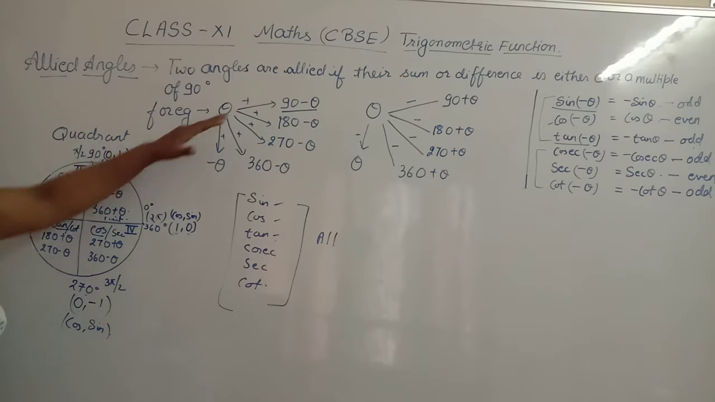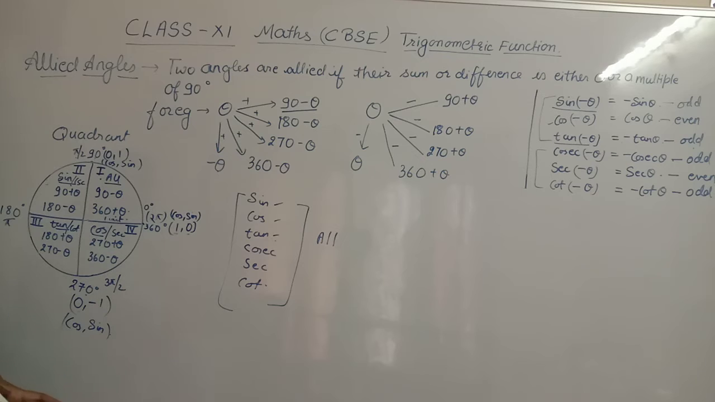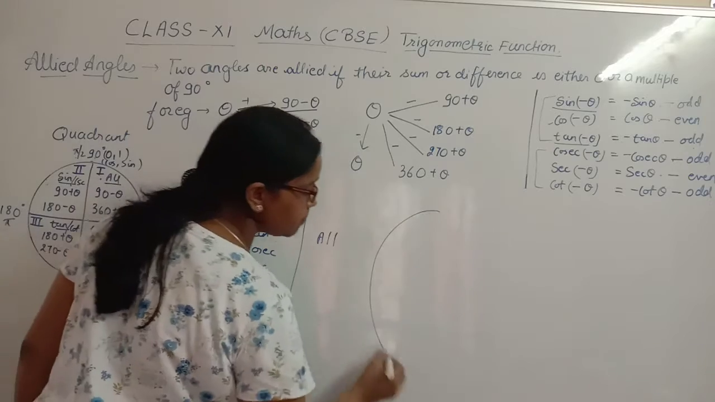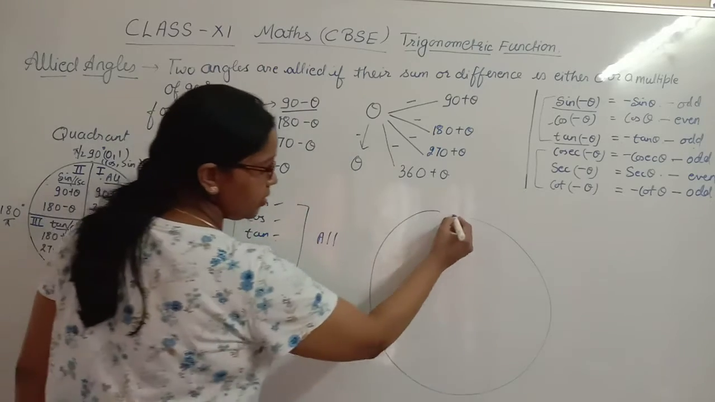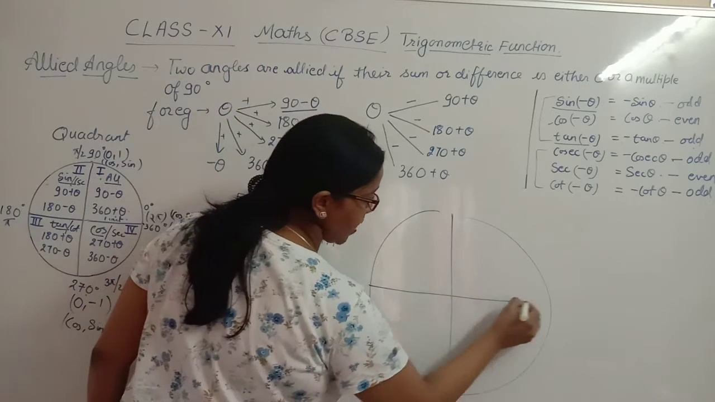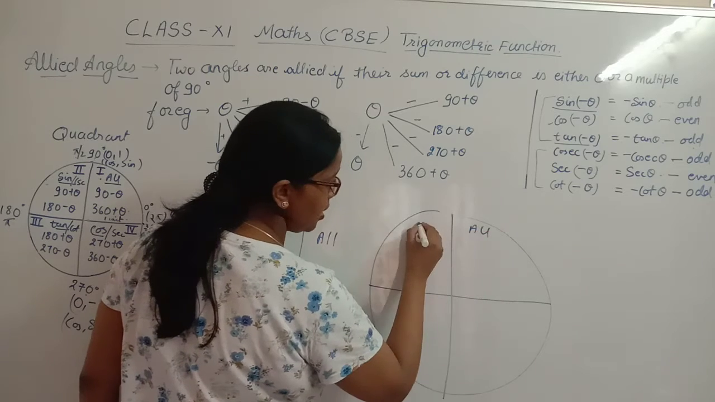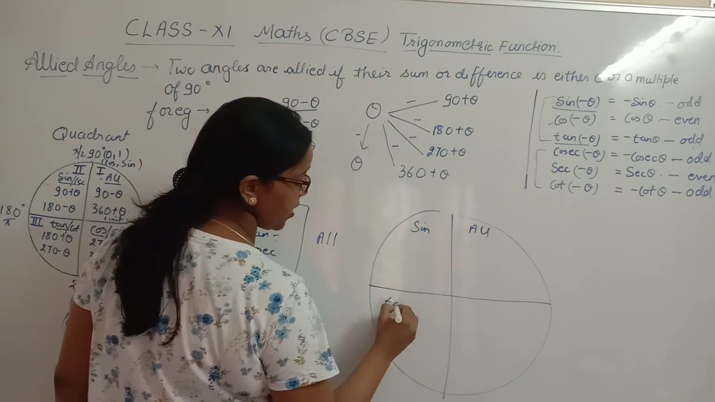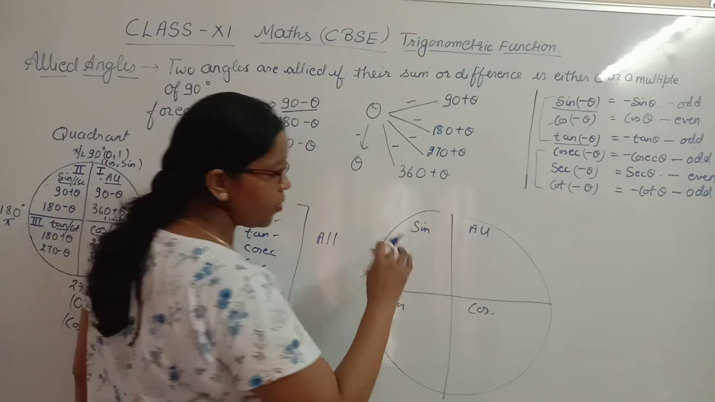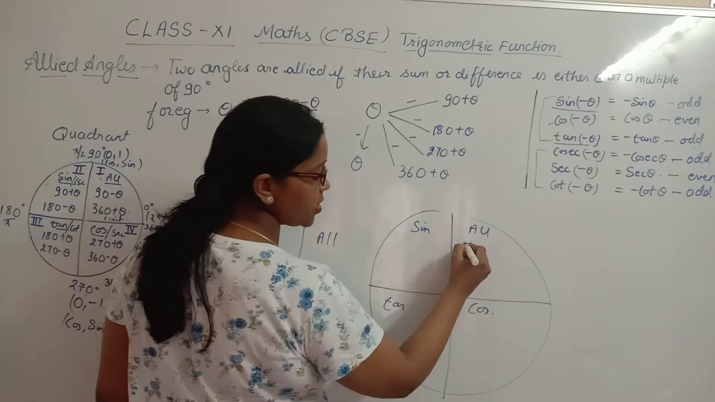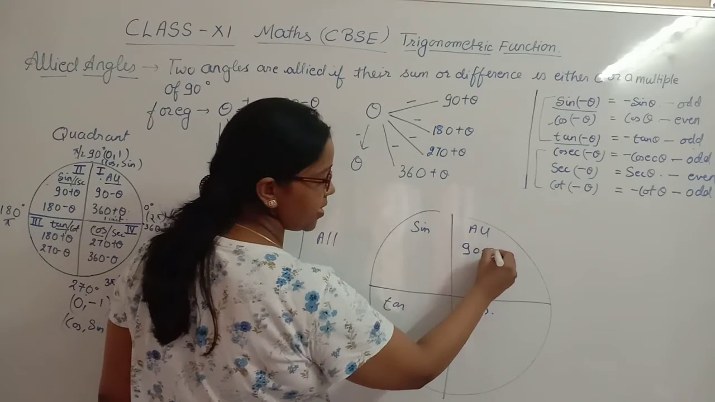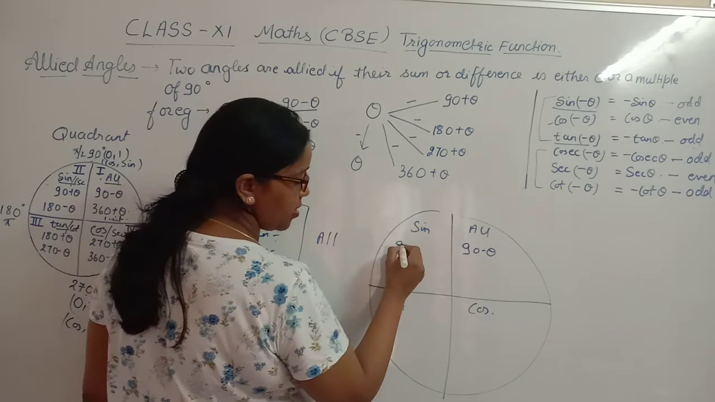Now these allied angles, we have divided the allied angles into the different quadrants. How will you learn it? It is very easy to learn. First, make a circle divided into four equal parts. Here you write down all, sine, tan and cos. When you are dividing the allied angles, start from 90 minus theta. 90 minus theta. Come to this side.